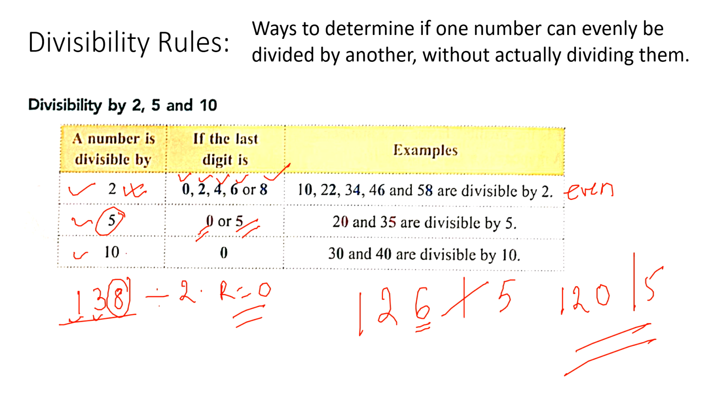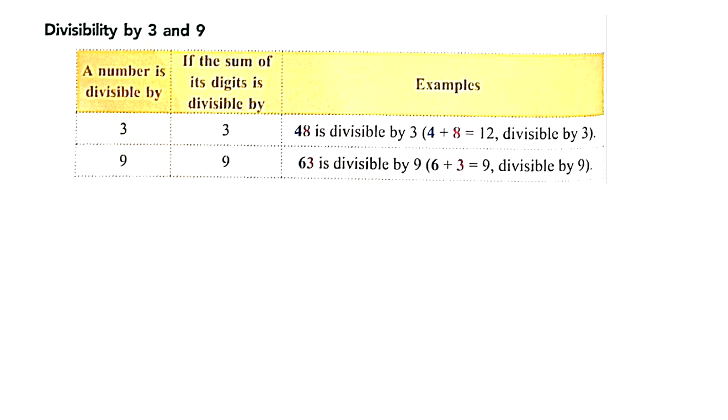And then for 10 also, the ones place must have a 0. If the ones place has a 0, it means it is divisible by 10. It's very simple. So the next rule that we are talking about is 3 and 9.